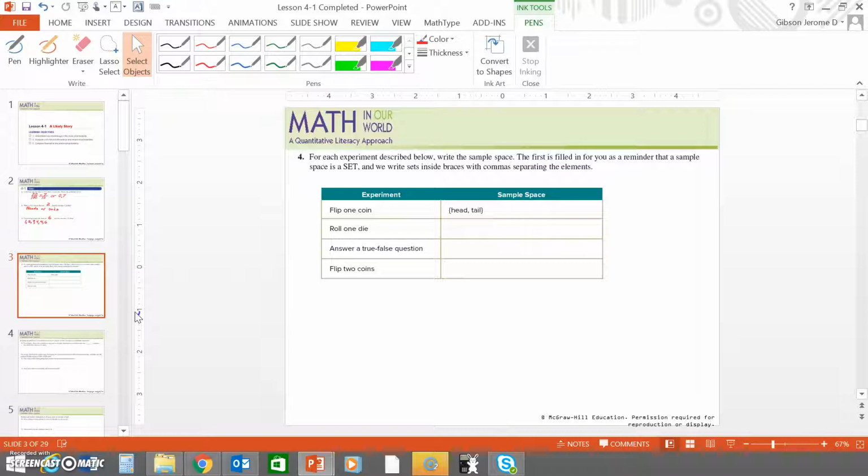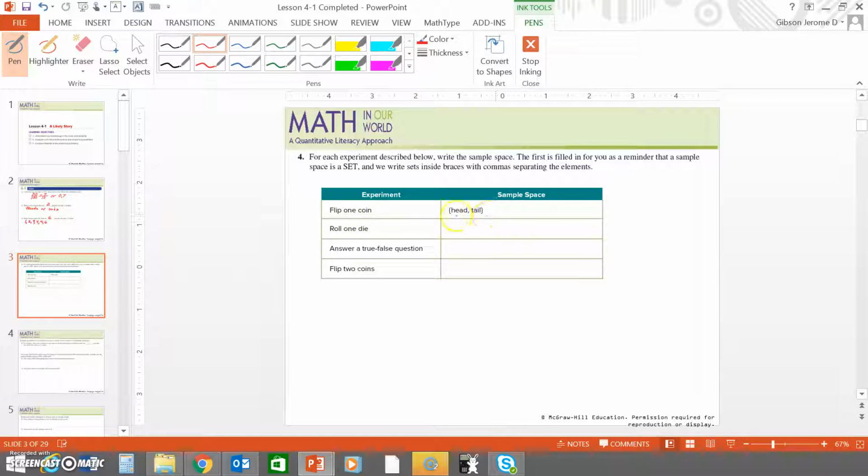For each experiment described below, write the sample space. The first is filled in for you as a reminder that a sample space is a set. And we will write sets inside braces with commas separating the elements. If you look closely in your course pack and also on this video, we do have a sample space here, and they use braces to let us know that this is a set. And we talked about the flipping of the coin.